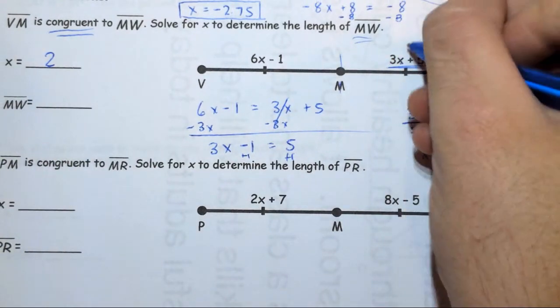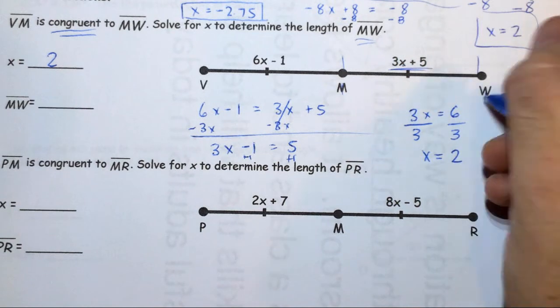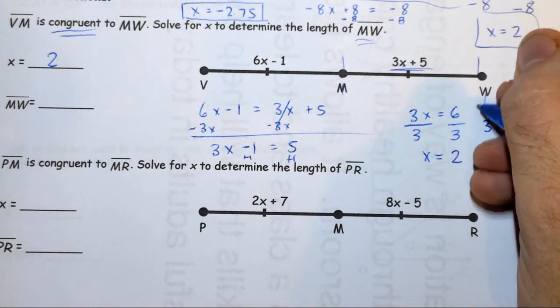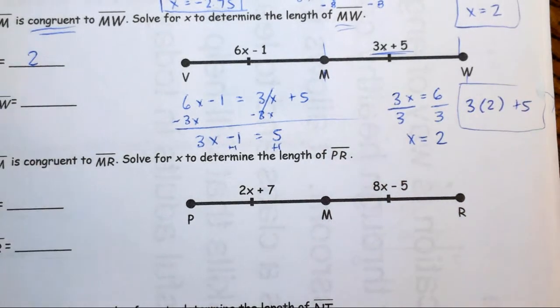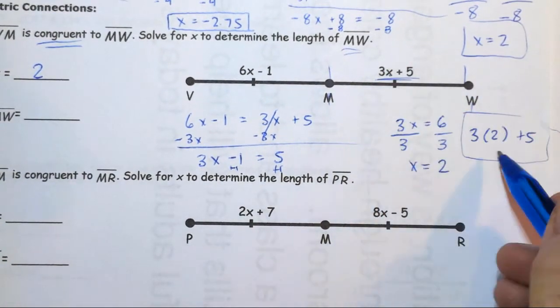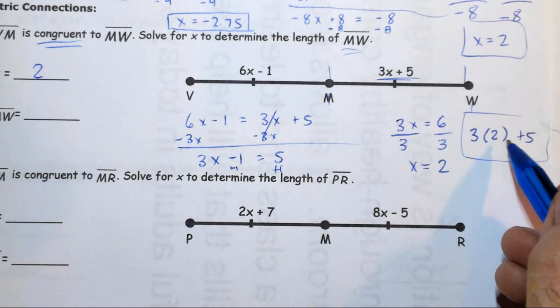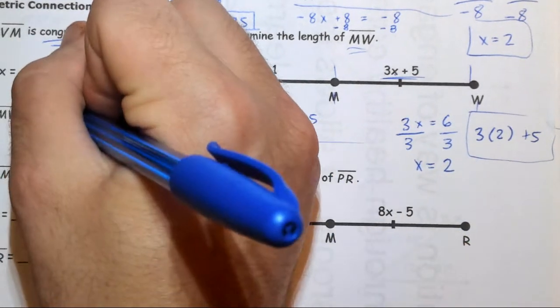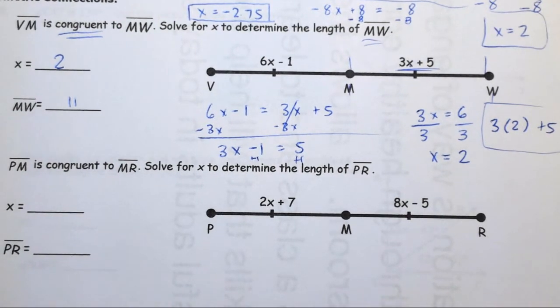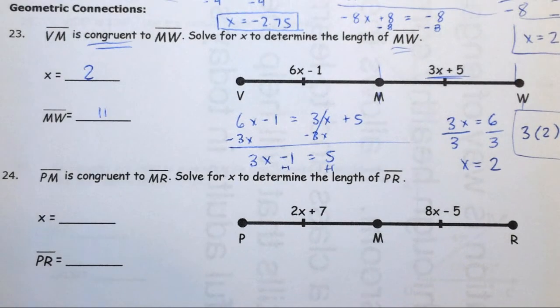So this would be 3 parentheses 2 plus 5. Now this, you could type into your calculator if you wanted to. I'm just doing the math in my head, right? 3 times 2, 6. 6 plus 5, 11. Boom. Done.